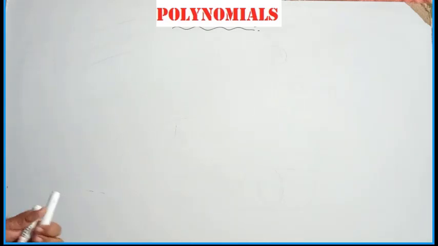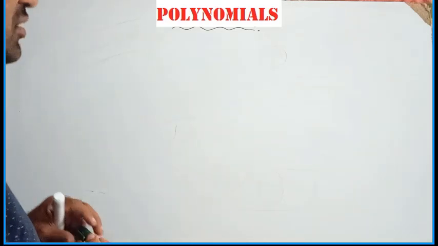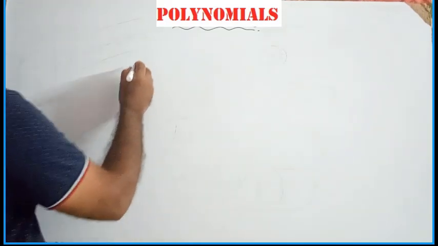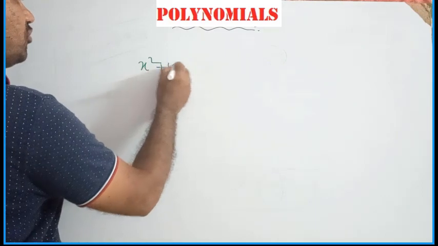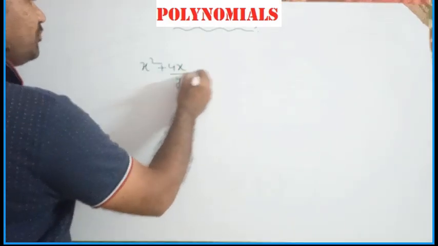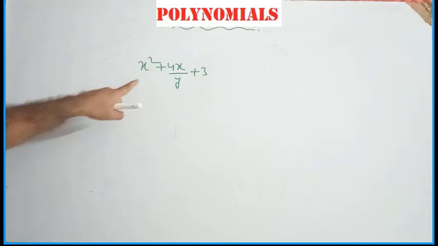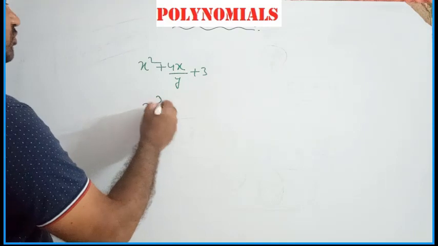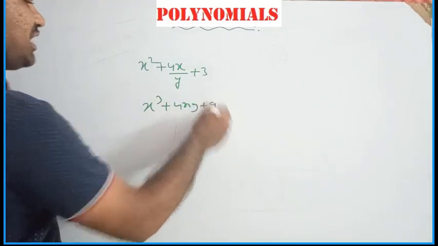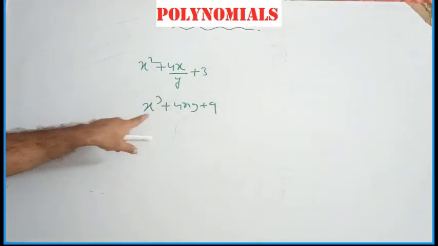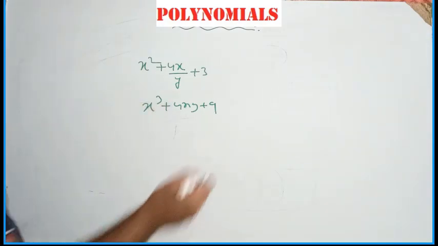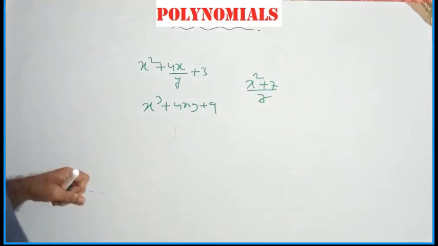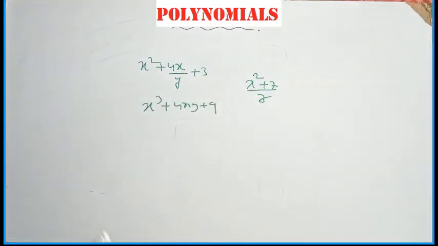Okay students, the actual concept is polynomials. So first of all you want to know the definition of a polynomial. x square plus 4x by y plus 3 is an algebraic expression containing three terms. x cube plus 4xy plus 9 is an algebraic expression containing three terms. x square plus 7 by z is an algebraic expression containing two terms.